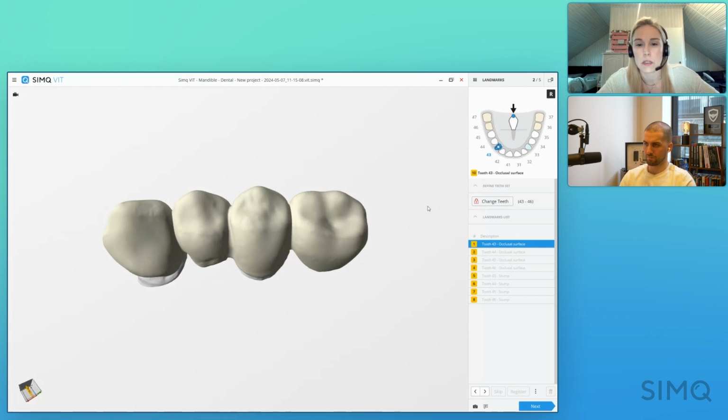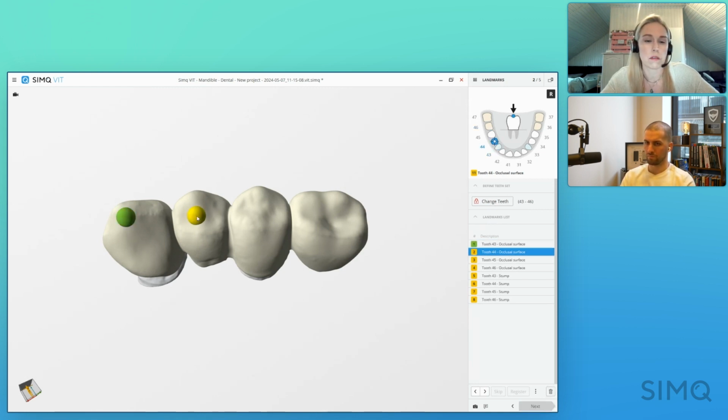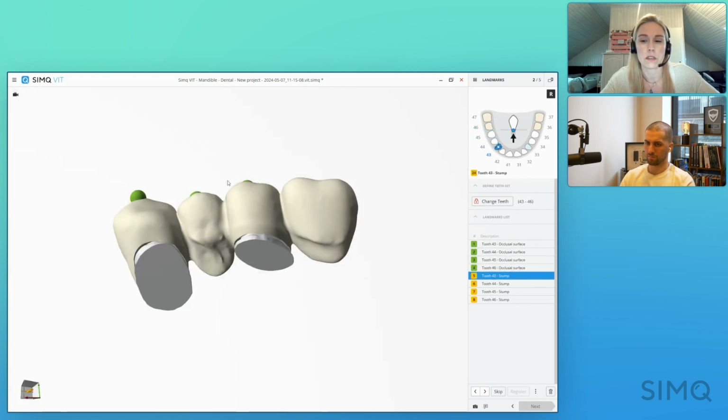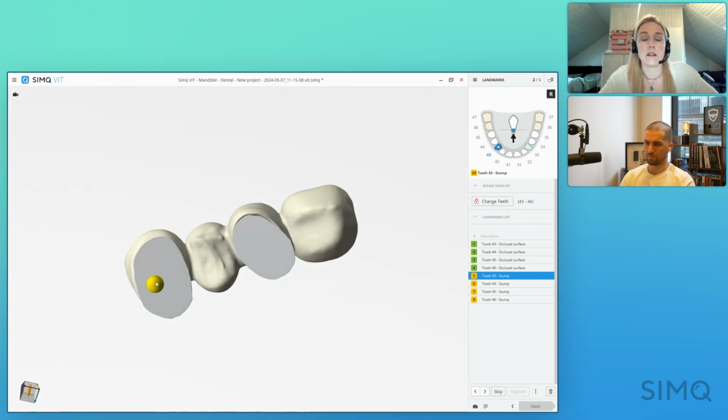So these are what's called landmarks, and they're in all of the workflows. You set these landmarks based on the guide here, and this is going to assign the reference geometry model to this patient-specific bridge and stumps here. So the occlusal surface of 43, 44, 45, 46. Then what's important in this workflow, you have a stump here, but you don't have a stump here, so you need to skip. And we have a stump here, but we don't skip.